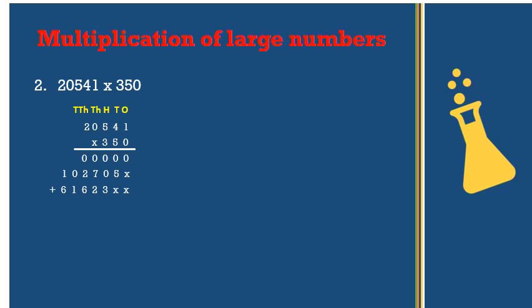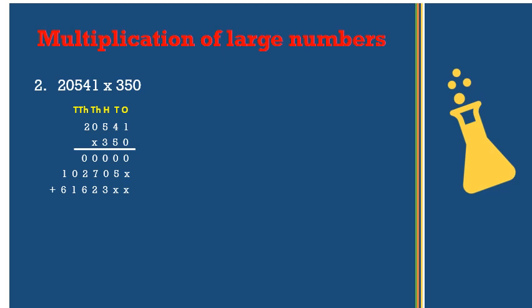In the third step, we will multiply 20,541 by 3. And since 3 is placed at 100 place, we will start the multiplication of 20,541 by 3 from the 100 place. And we will put a cross at the tens place as well as at the ones place. So what is our product? 61623.